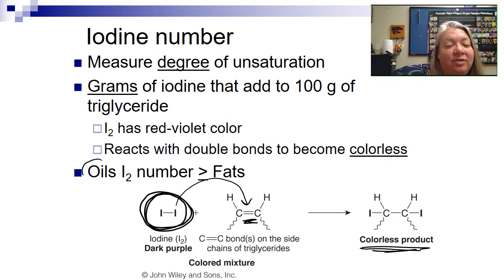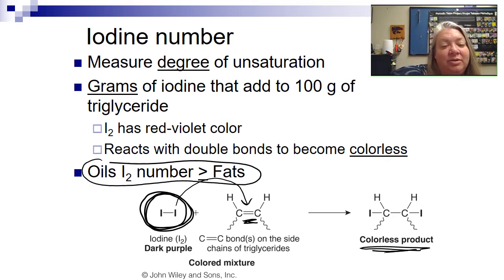So here it says the oil's iodine number is greater than fats. So oils are more likely to be unsaturated than fats are because they have a lower melting point. They have more double bonds. You can add more iodine to those.